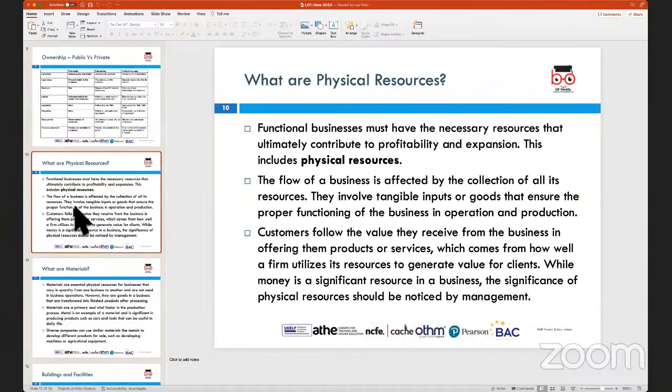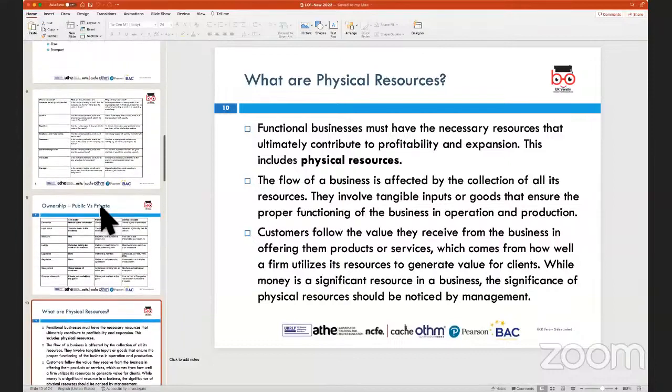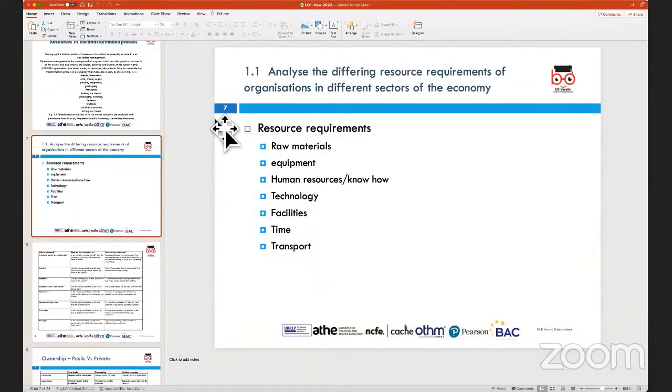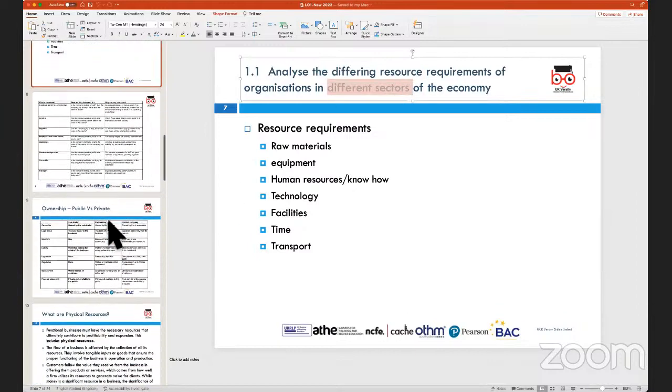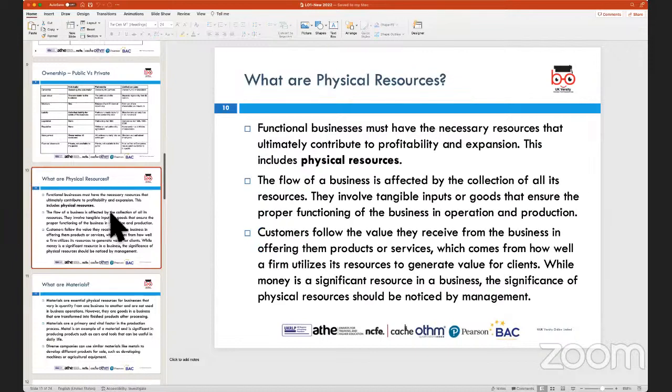Now, when we talk about different types of resources, in order to cover this assessment criteria and understand the differences between different types of resources, we have to look at differing resources in different types of organizations. What I've done is create detailed slides to cover each of these resources. So when we talk about physical resource, that means it's a tangible resource. So when you buy fruit and veg, you can actually touch fruit and veg.